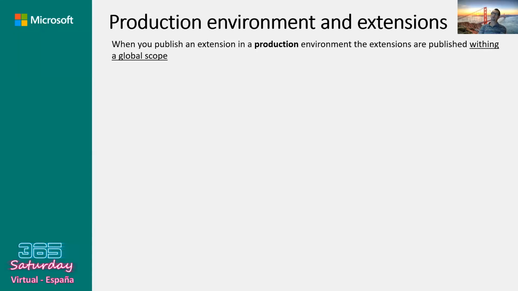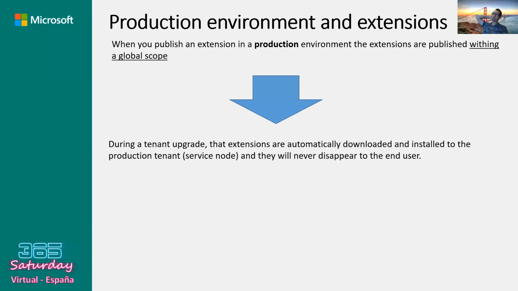When you publish an extension in the production environment, the extensions are published on what is called the global scope. And this means that during the tenant upgrade, all your extensions are automatically downloaded and installed into the production database. And then you will never have the situation where you have to reinstall extensions or the extension disappeared. This is the main difference. When you upgrade the Sandbox, this is moved from a database to another, from a service node to another. This does not happen on a production environment.